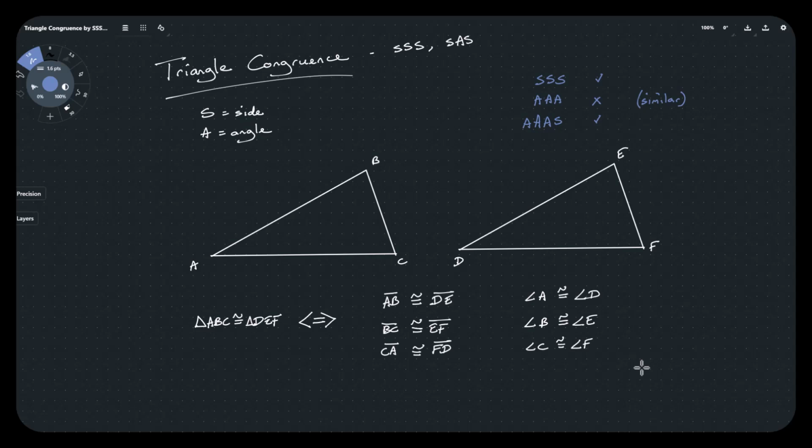So having two angles and a side, that's enough information to know. So that will establish that we have congruency. Next thing, side-side angle.